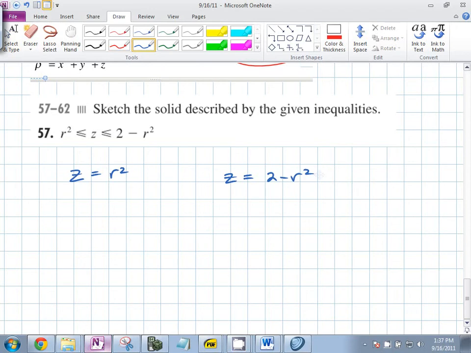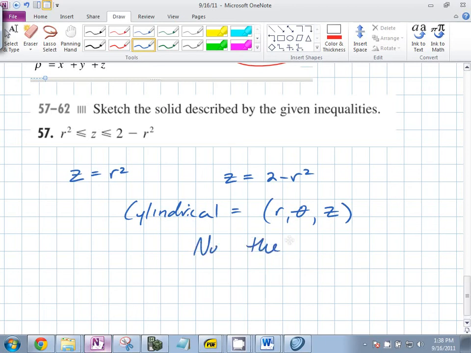So again, what coordinate system are we in? Cylindrical. What's the first variable called? r, theta, and z. So what do you notice isn't a part of this? Theta. There's no theta.